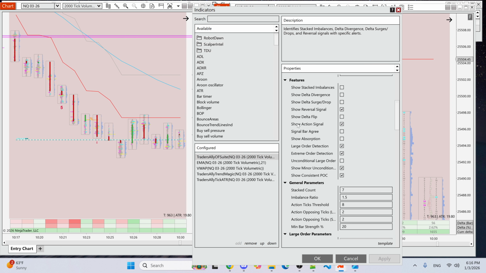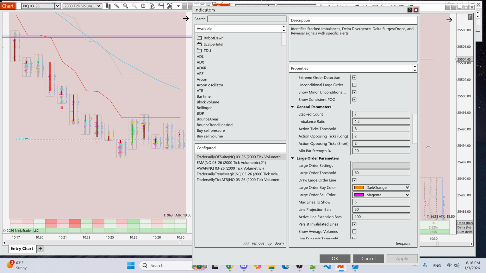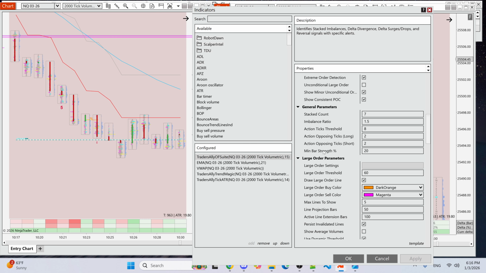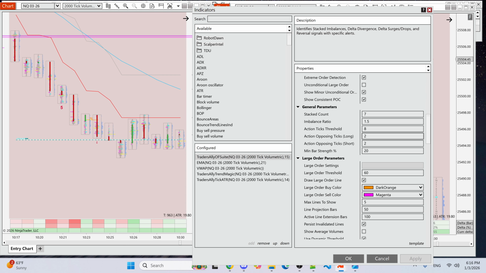So we enable show action signal. And the action signal takes these parameters: action ticks threshold, action opposing ticks long, and action opposing ticks short. It also uses the minimum strength bar. So what it tells us is that in the last two ticks of this bar, let's look at it again.